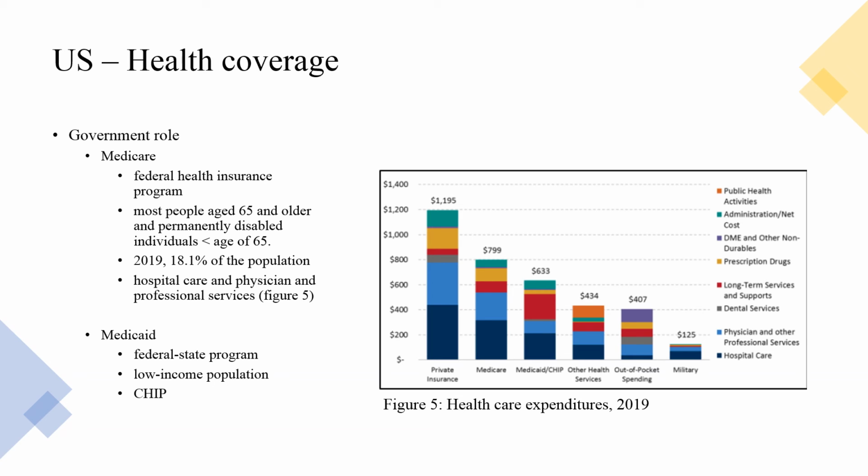And most of the spending, of course, was for hospital care, physician, and professional services. You can see this graph shows that. This is all hospital care. The next is physician services, and then it goes on forward.